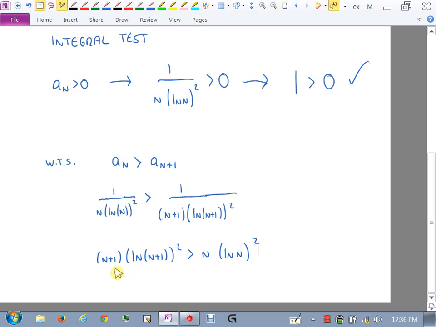See, the problem is this. You can convince me that n plus 1 is bigger than n. That you can convince me of. I don't have a problem with that. But you need to be able to convince me that natural log of n plus 1 squared is bigger than natural log of n squared. That I'm not as confident about.